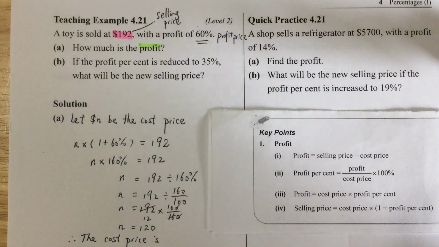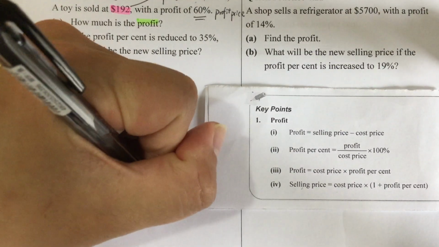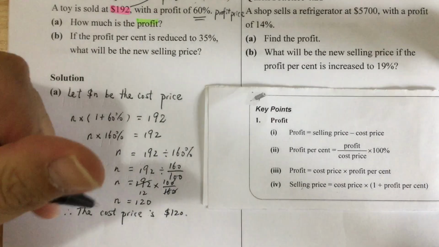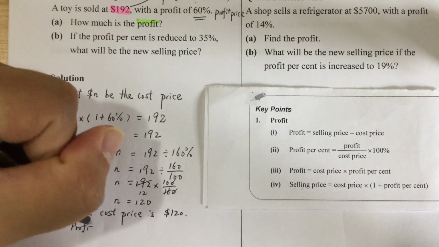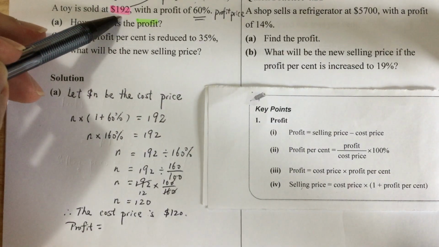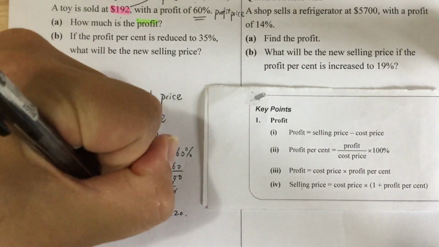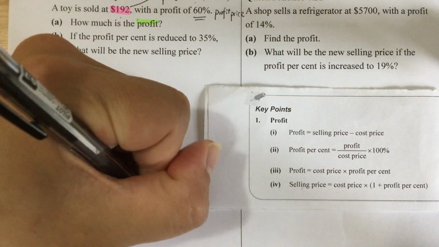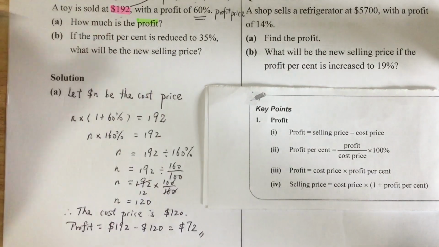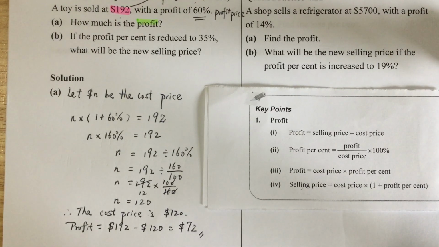After that, you must calculate the profit with formula 1. The profit will equal the selling price minus the cost price. The selling price is $192 and the cost price is 120. So we have 192 minus 120, and you will get the profit is 72 immediately. So this is part A. Make sure that you know everything, and then we will go to part B.